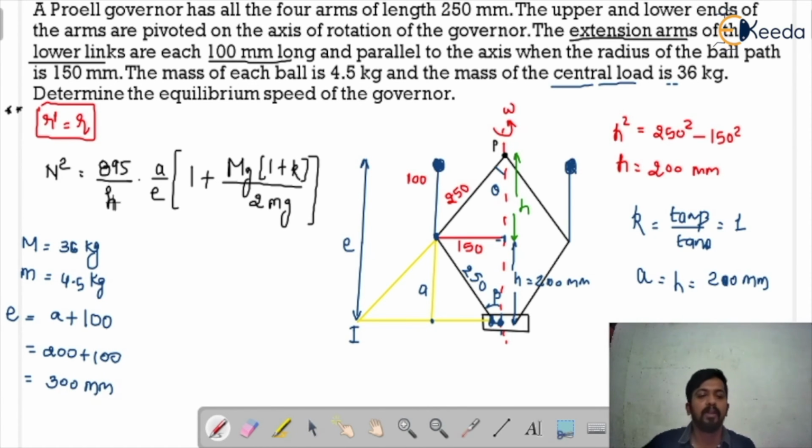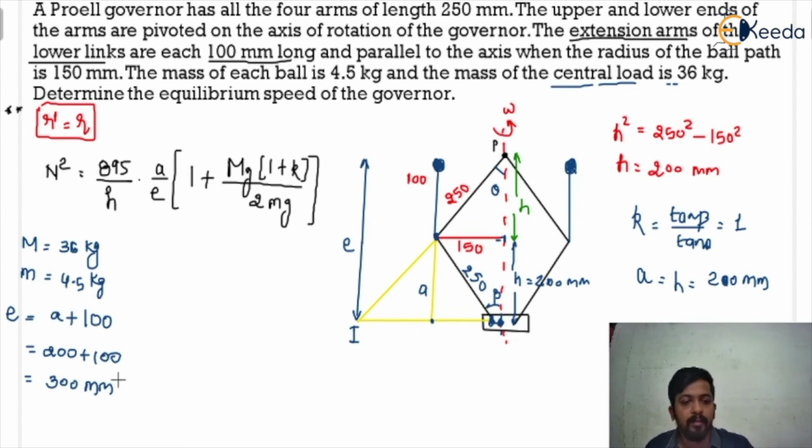Now remember one thing, that in this equation all the lengths should be considered in meters. Okay, you just have to put the values in meters when you apply this formula. So you have to convert into meters before putting the value, that is E is 0.3 meter, and A is equal to H is equal to 0.2 meter. Okay, now we have all the data for the formula, and then we'll calculate the answer by putting all the data into these equations.